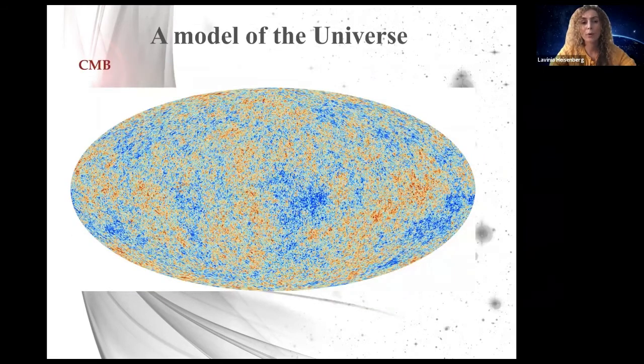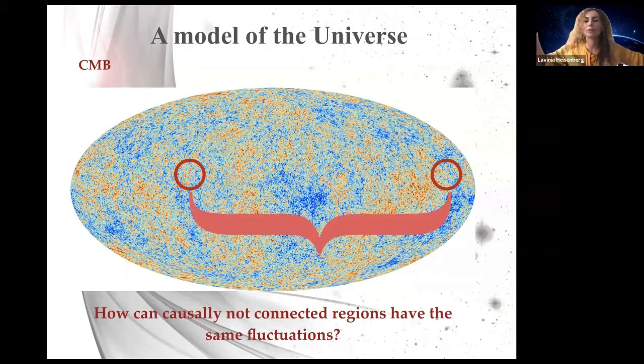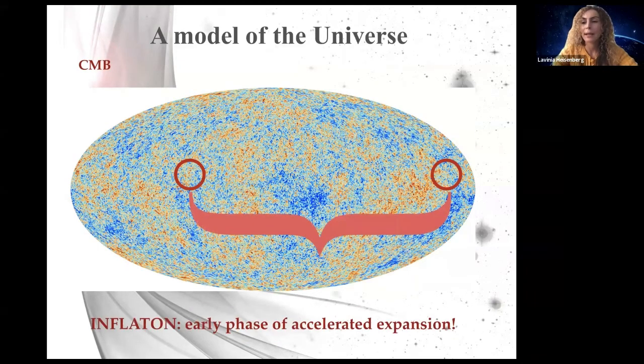So another very important piece of information we obtain from the CMB, of course, as I told you. When you take, for instance, these two patches very far from each other on the sky, it immediately raises a question: how can these two patches, which have never been in causal contact, have the same fluctuations, exactly the same up to 10 to the minus 5? We cannot explain that unless we are willing to introduce an inflaton field that gives rise to an early phase of accelerated expansion. In this way, we can explain why these two patches have exactly the same temperature, because they have actually been in causal contact.